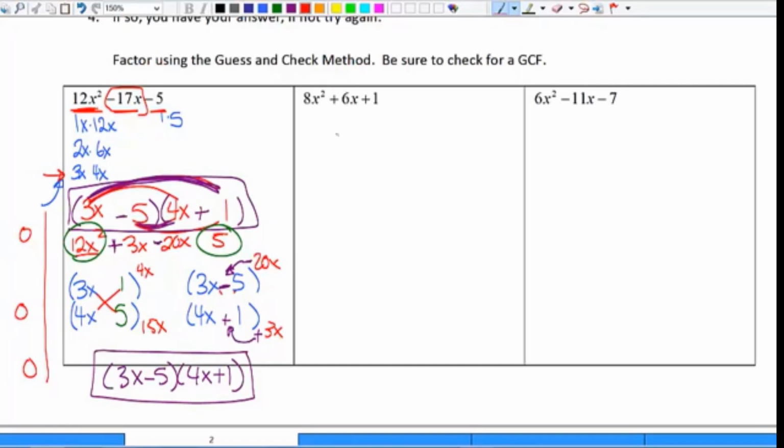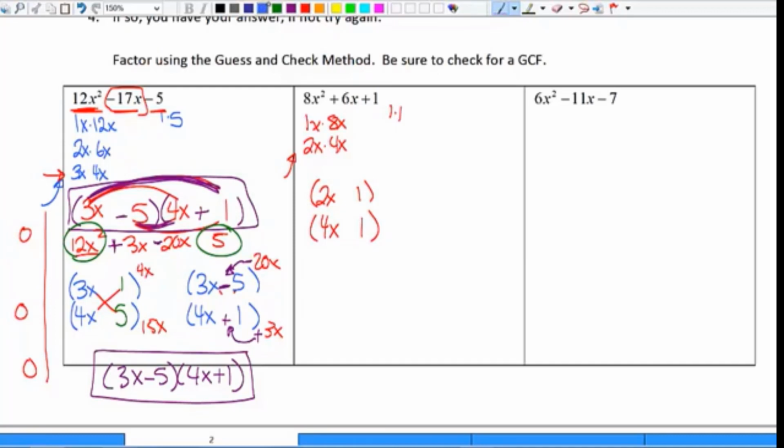On my next problem, there is no GCF again, so I'm going to list out my factors: 1x and 8x, 2 times 4, and that's it, okay? My factors of C are 1 and 1. So now I'm going to pick from my list of 8x squared. I always start from the bottom of my list, so I'm going to pick 2x and 4x. From my C's, I have to pick 1 and 1.